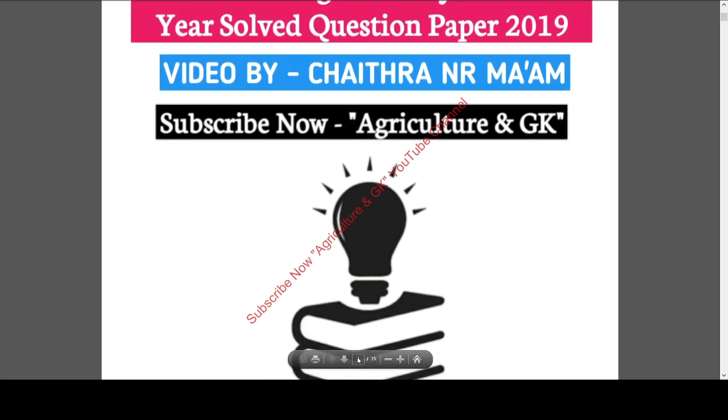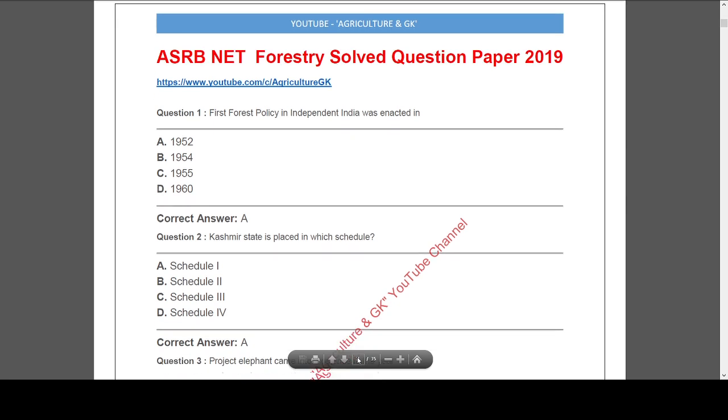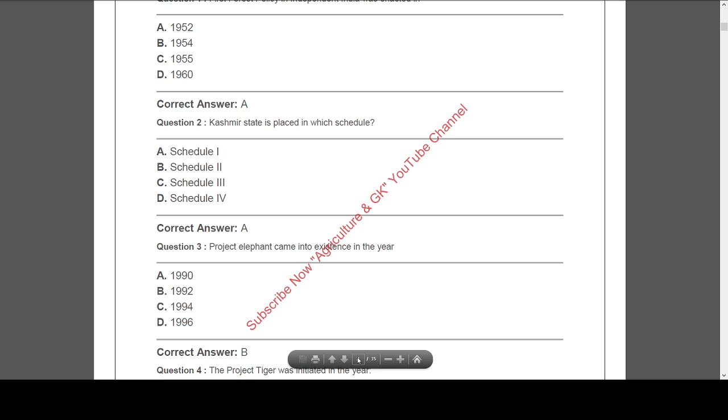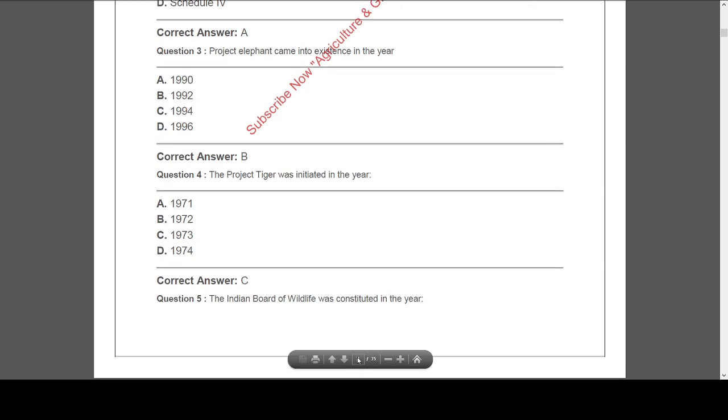तो चलिए शुरू करते हैं आज का पहला क्वेश्चन। First forest policy in independent India was enacted in 1952. Kashmir state is a place, it is in which schedule? It is in Schedule 1. Project Elephant came into existence in the year, option B, 1992. The Project Tiger was initiated in the year, option C, it is 1973.